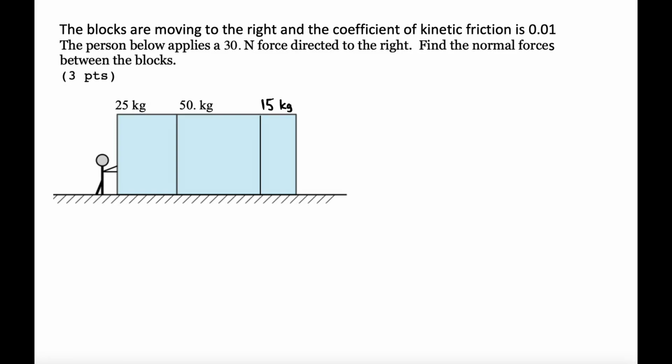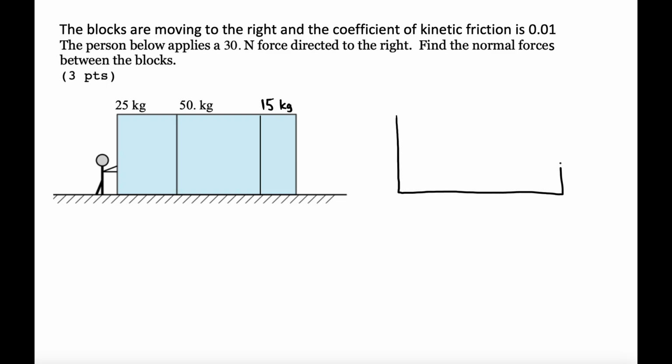Okay, this problem says the blocks are moving to the right. There's a coefficient of kinetic friction of 0.01. The person's applying a 30 Newton force directed to the right. And can we find the normal forces between the blocks?